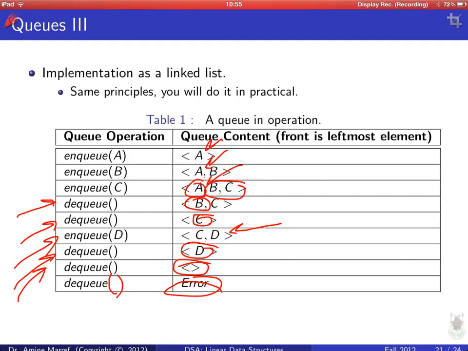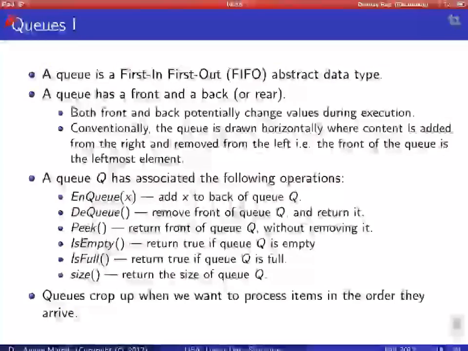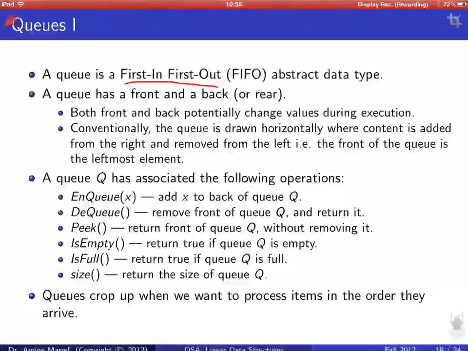So in order to say enqueue C, how do we program that? We put it behind B, and in terms of programming, how do we do that?